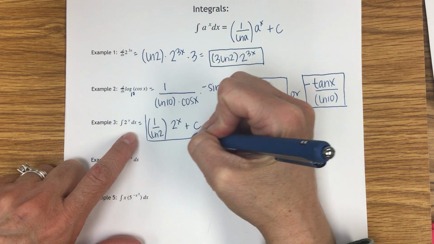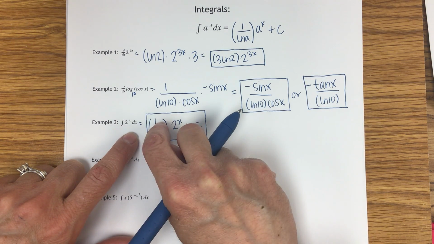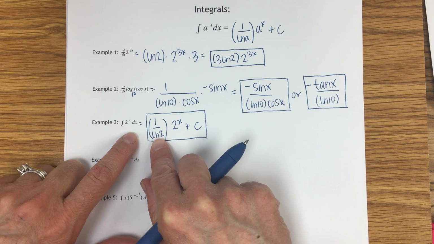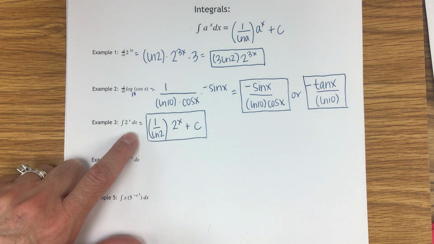And you don't need to simplify that anymore. We can just leave it like that. You could multiply that 2 to the x on top, but I kind of like to leave them separate. Like this is the constant, that's the coefficient, and this is the exponential function. So I do like to leave those separate.